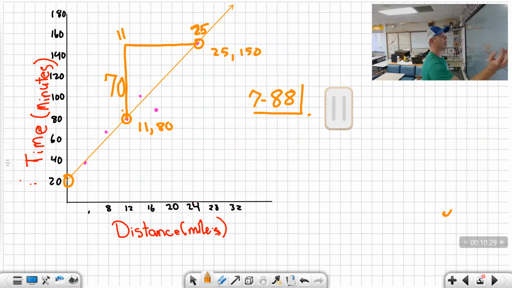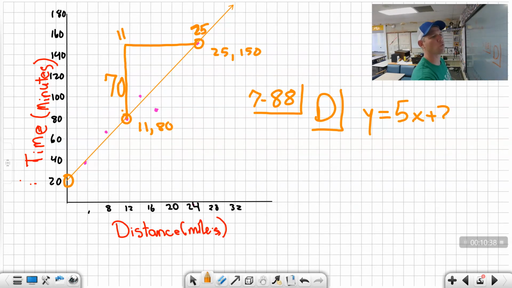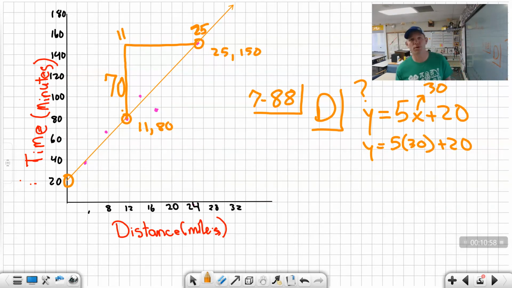Problem letter D is saying, let's go ahead and answer the question. If we know the rule, y equals 5x plus 20, how long will it take if the bike ride is 30 miles? Well, let's do the math. y equals 5 times 30 plus 20. And you go through the order of operations. The order of operations says multiply first. 5 times 30 is 150. 150 plus 20, 170 minutes.